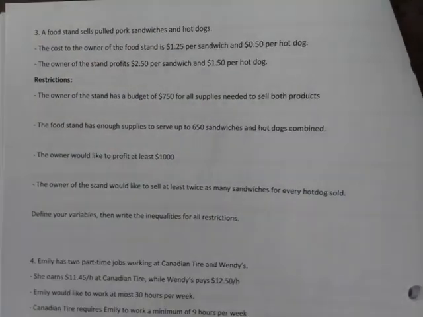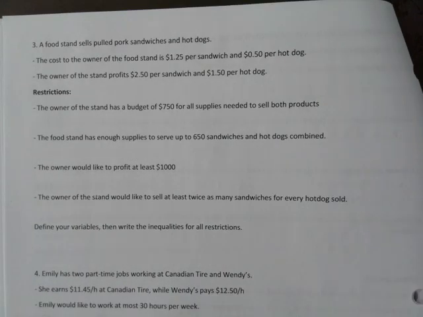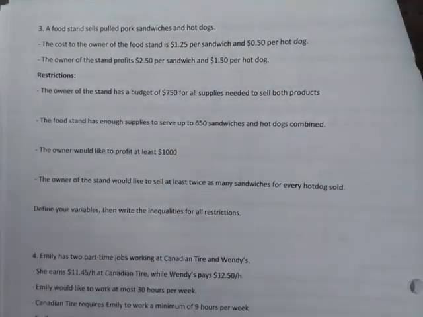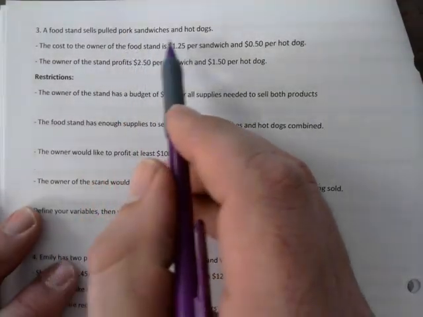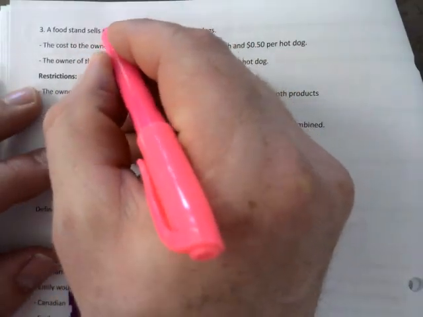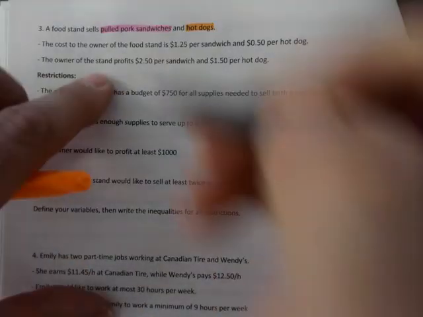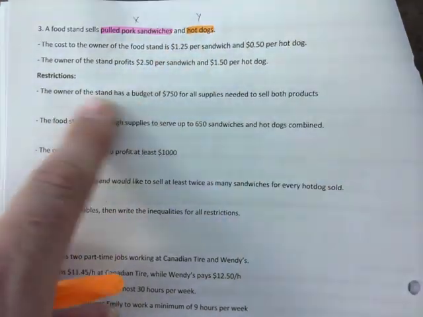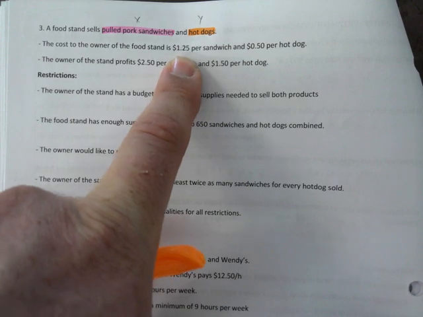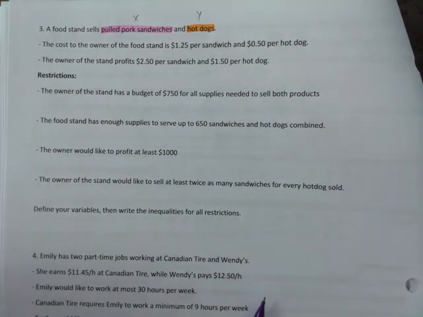I would like you to try, see how you did. Pretend this is your AC and you're marking it. A food stand sells pulled pork sandwiches and hot dogs. Probably those are your X and your Y there. The cost to the owner of the food stand is $1.25 per sandwich and 50 cents per hot dog.